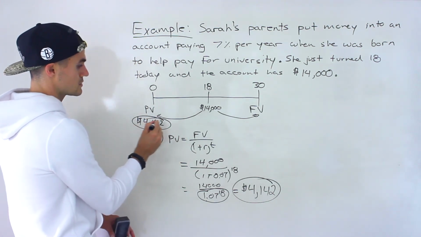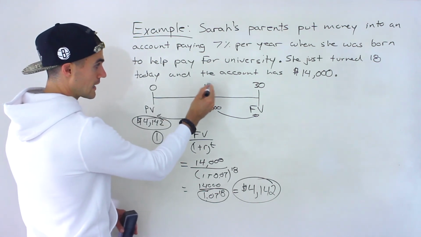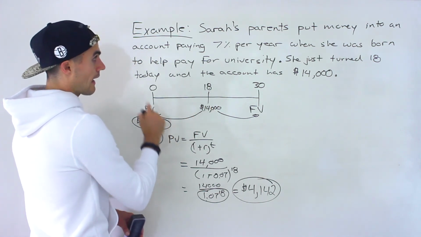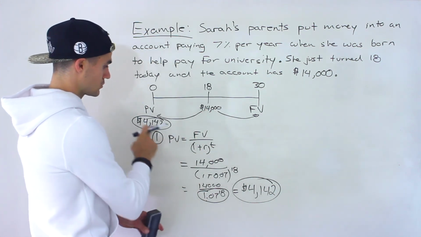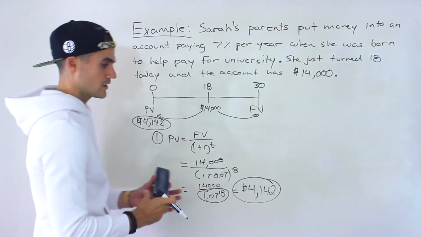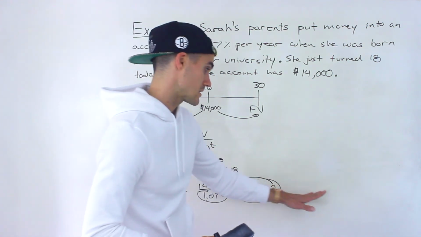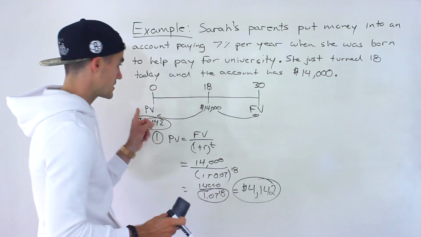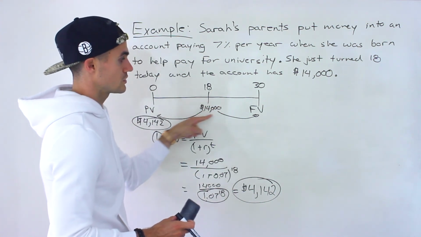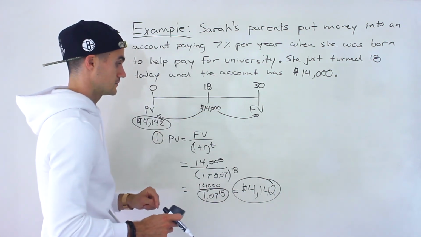You could also check this. You could take this and future value it by 18 years at 7%, and you should get 14,000, something very close just because we rounded it to the nearest dollar. But if you don't round this, right, let's say you take it to like 5 decimal places and then use that amount as the present value and future value, you should get 14,000 exactly.